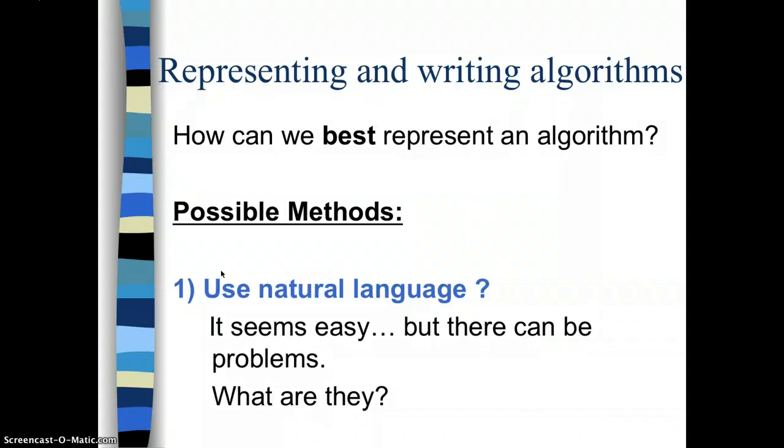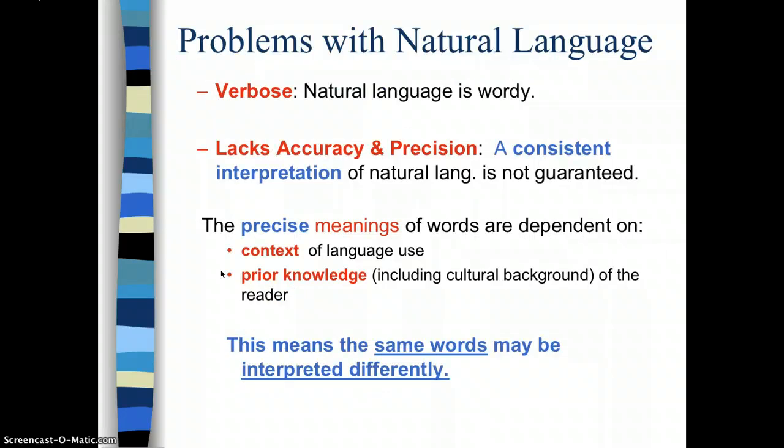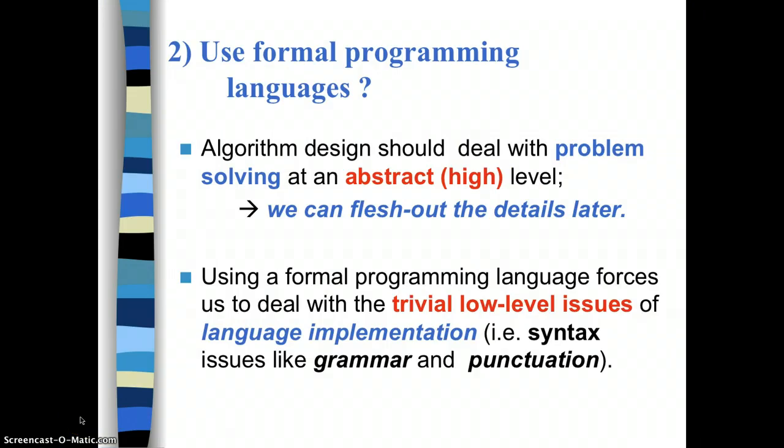Natural language is not really the best way to go, because it can be verbose depending on who's writing it, and it can sometimes lack accuracy and precision, or sometimes it could have too much information, so it's hard to interpret. And we don't want to use formal programming languages either, because algorithms should be designed at a more abstract level. Programming languages will force us to deal with low-level issues of syntax. For example, Python has a different syntax than C++. And what I mean by syntax is grammar, how you express the programming language. There are different rules for writing Python code than there are for C++. So there's got to be something better than that.